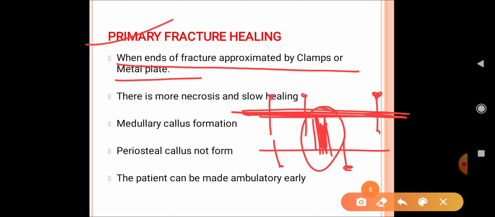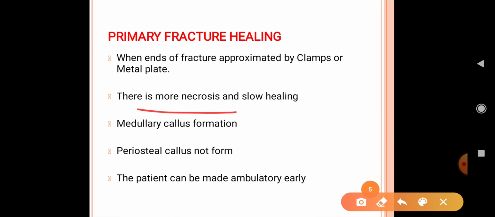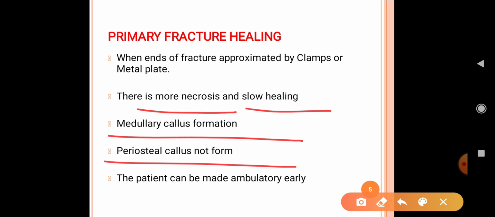primary fracture healing. In such type of healing, the necrosis is obviously more, the damage is more, and the healing is somewhat slow. Why? Because here periosteal callus will not form. We will see these steps later in the slides, how callus will form. But here you have to remember that callus is not formed in the outer layer of bone. Directly, medullary callus will form.